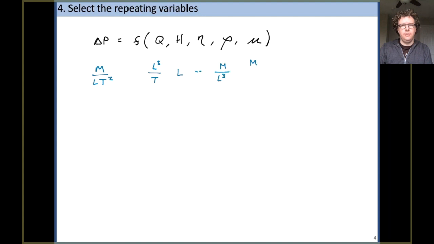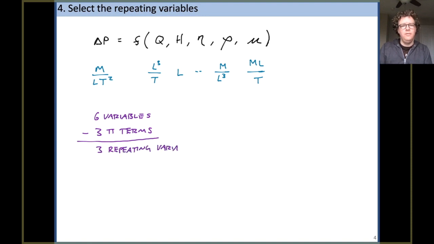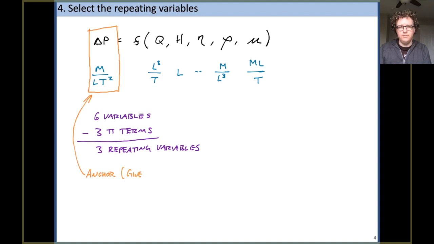And so just to remind us, this is the problem that we started with and the units in blue. So let's talk through the decision process of which will be anchoring and which will be repeating variables. If you are not forming a pi term or an anchor, then you are going to be a repeating variable. 6 variables minus 3 pi terms means 3 repeaters. So 3 anchors, 3 repeating variables. The left-hand side of that equation is always going to be an anchor. That's a given. So I'll circle the anchors in orange on this slide.